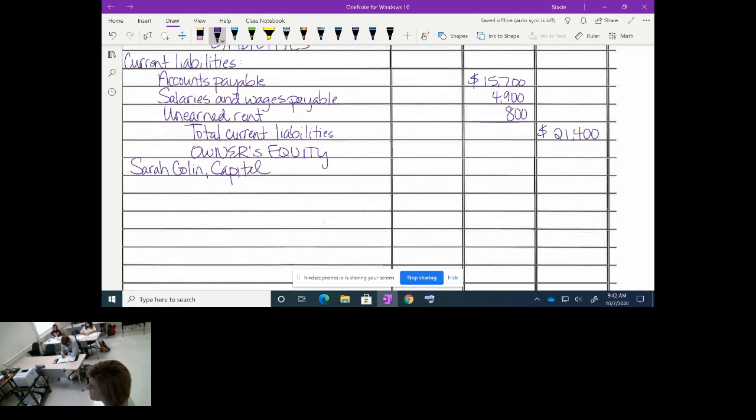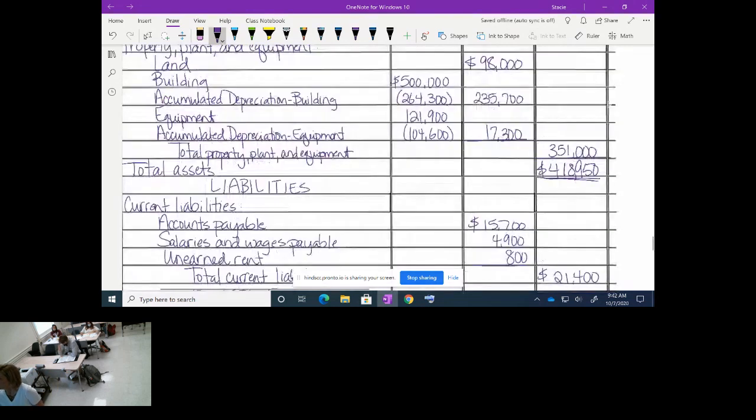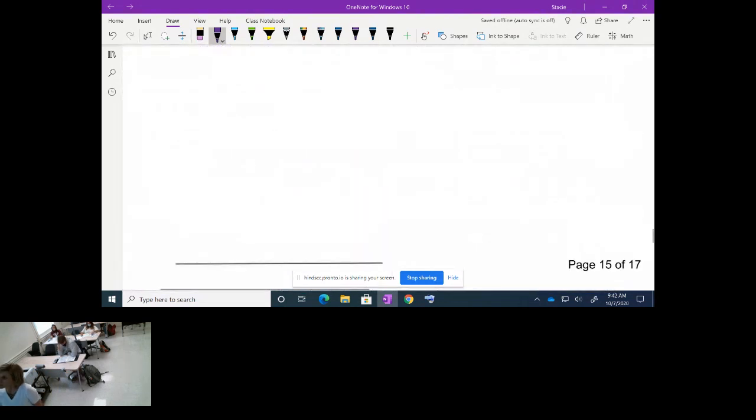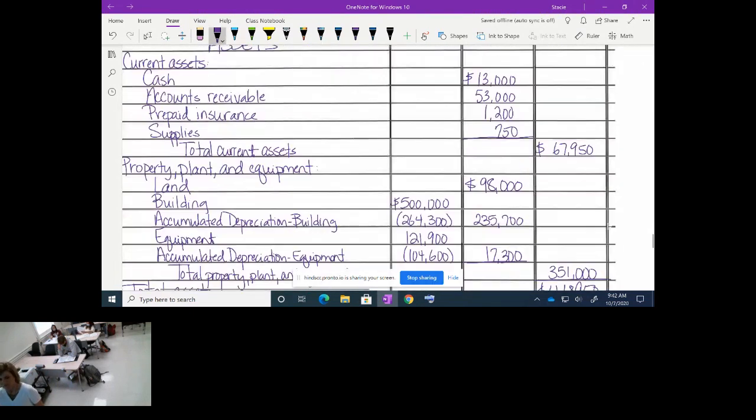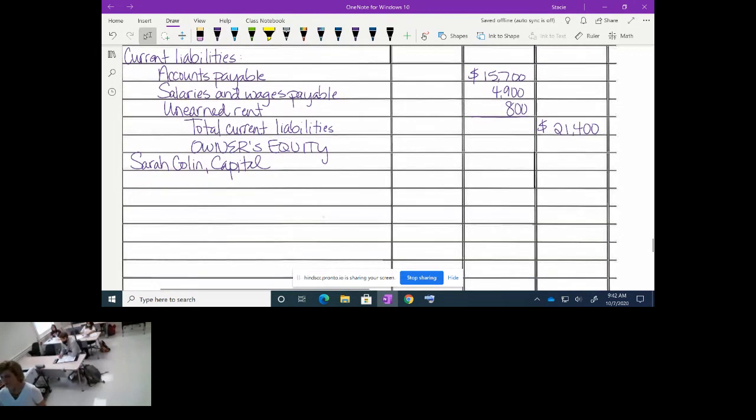Okay, Sarah Colon Capital, how much was that? $397,550? Yes. All right, so we'll put that here and add those two together. What do we get when we add these two together? We're gonna get total liabilities and owner's equity.